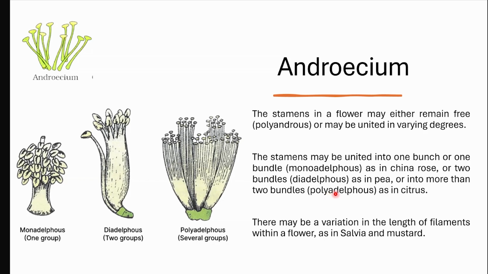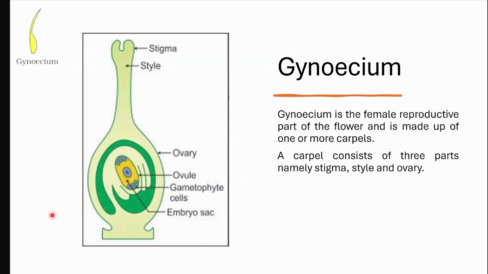Then there may be a variation in the length of the filament within a flower, as in salvia and mustard. So it is possible that not all stamens are of the same height, right? It could be possible some stamens are a little low lying, some are a little taller. For example, if it is a diadelphous group, one group is a little shorter, one group is a little taller. That is what they are saying, that there could be variation in length.